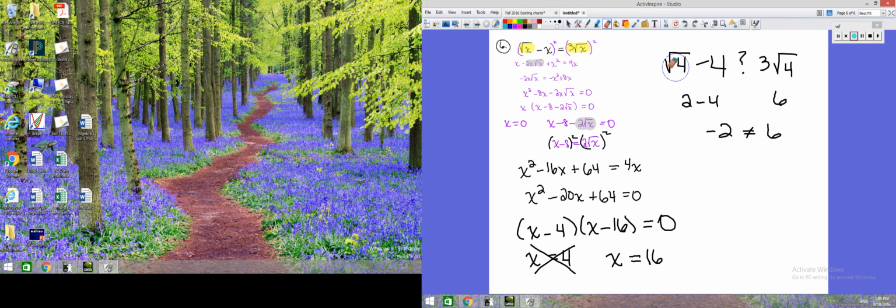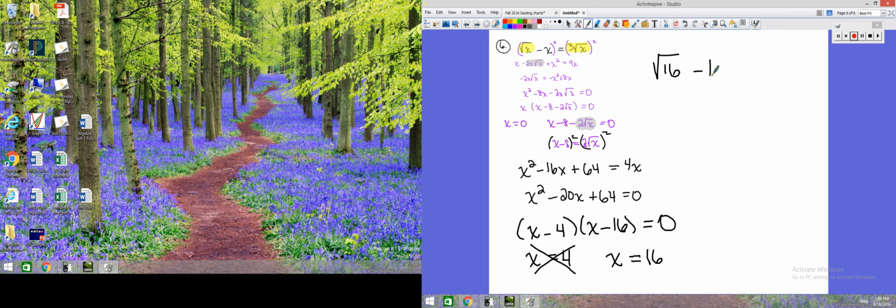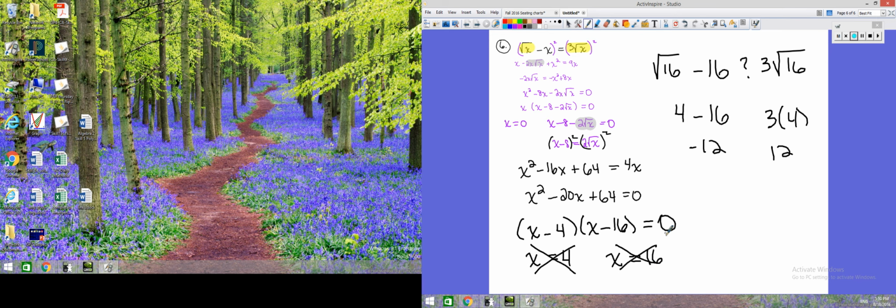Now let's check the 16. Maybe it is in the original solution set. So if I take the square root of 16 minus 16, the question is, will that equal 3 times the square root? Well, this guy is 4 minus 16, negative 12. And over here, 3 times 4 is a positive 12. No, those are not equal, so this is extraneous. So my answer for number 6 is no solution.